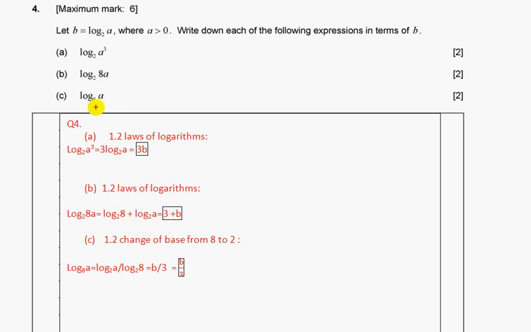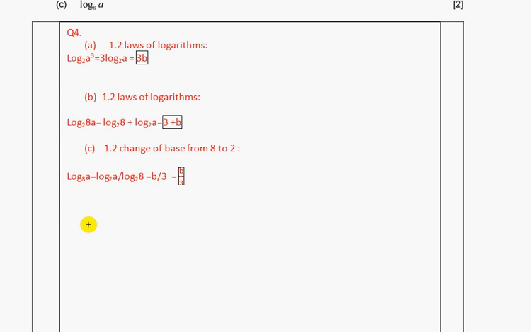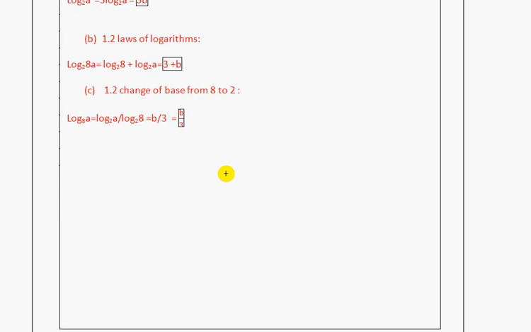Logarithm of base 8, for base 8 we use the change of base formula from 8 to 2. So we change the base. This is log base 2 of the number divided by log base 2 of 8. Log of 8 to base 2 is 3. And this is b. So b over 3. Done.